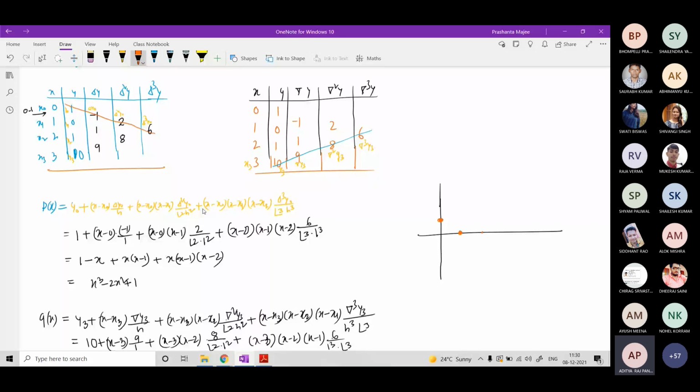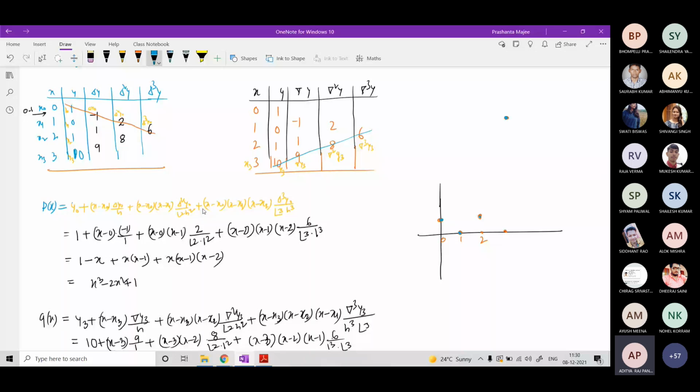This is the data. So 0, 1, 2, and at 3, it is 10. So somewhere it is. This is the data. So these are the 4 data points. Is that clear to you? Yes, sir.